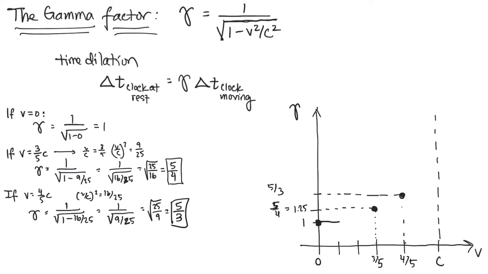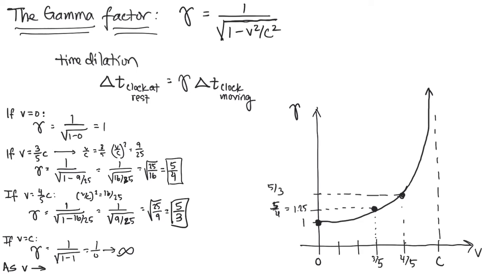So this gamma factor ends up looking something like this, where as the speed approaches the speed of light, gamma approaches infinity. Just to be clear on that, if v equals c, gamma is 1 over the square root of 1 minus 1, so that's 1 over 0, that's infinite. So we don't consider the actual speed v equals c, and we'll get into the reason why in a little bit. But what we would say is as v approaches c, gamma approaches infinity.